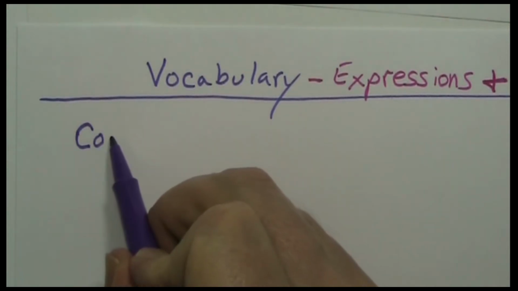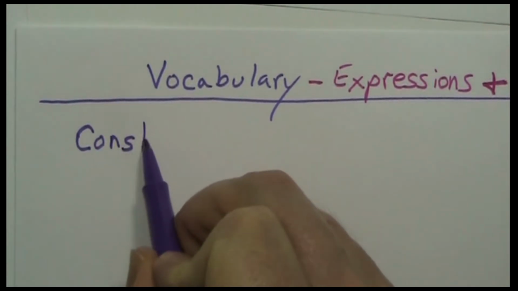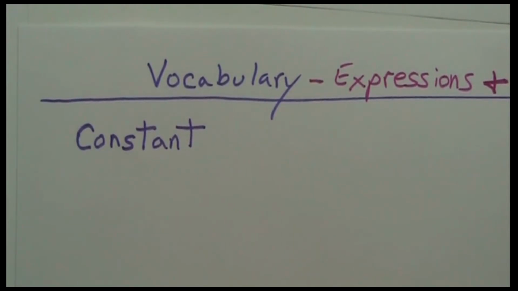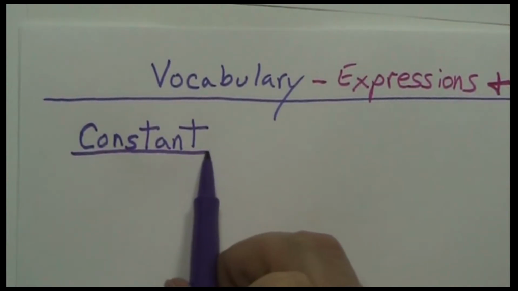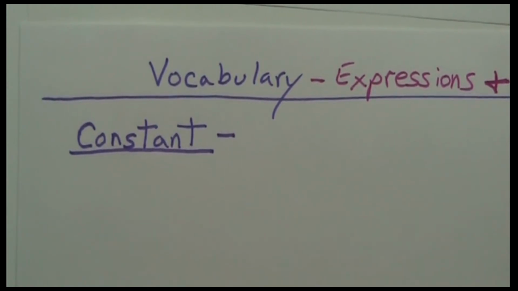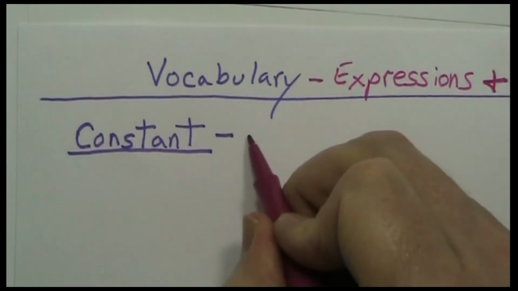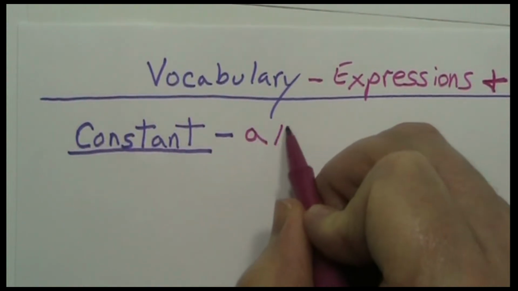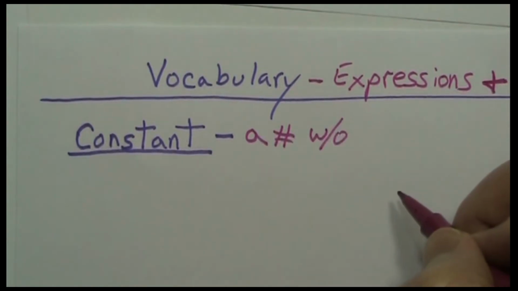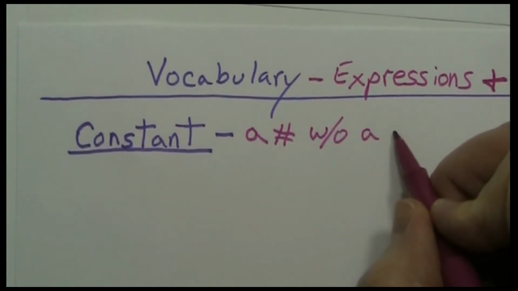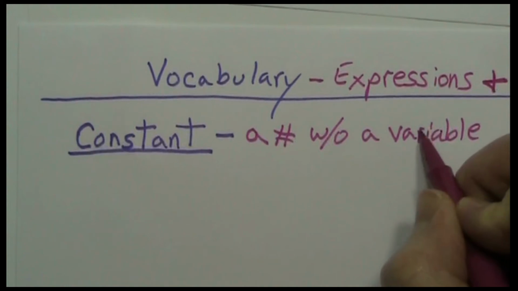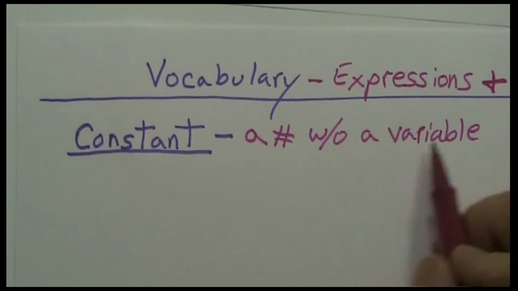Okay, our first word will be constant. And what is a constant? It's basically, now I'm going to abbreviate, a number without a variable. Remember, a variable is just a letter. It's a number without a variable.